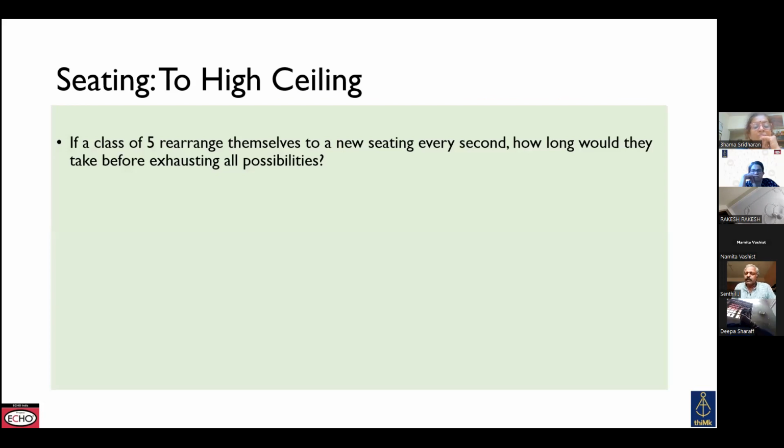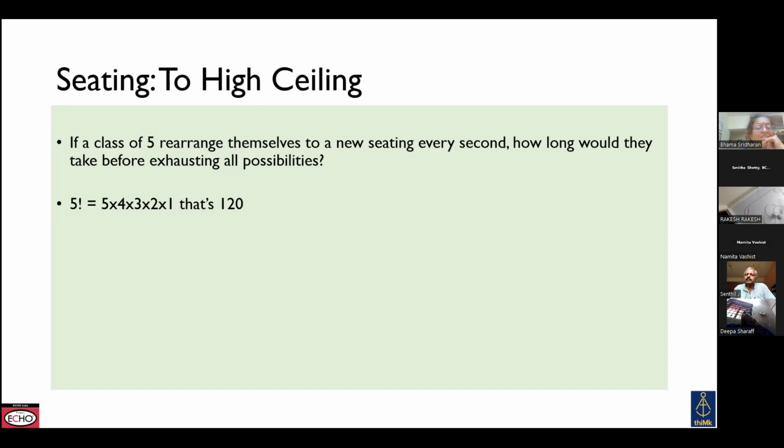The next is a very similar thing, the seating itself, as we have been talking about low floor, high ceiling. If a class of 5 rearranges themselves to a new seating every second, how long would they take before exhausting all different possibilities? They can start counting or writing, but they can quickly tell you how many seconds by just doing 5 factorial, that's 120 seconds, 2 minutes.